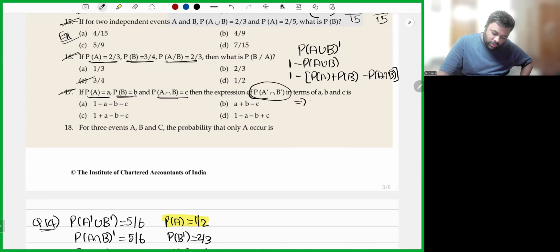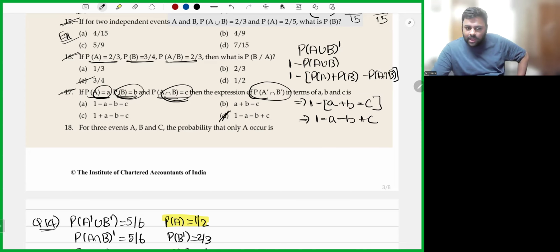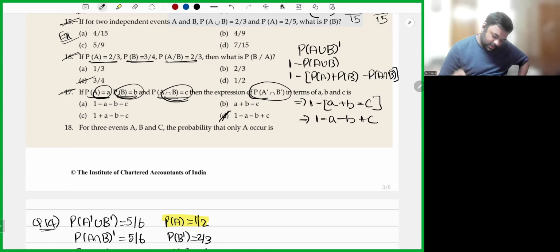So 1 minus, what is P of A? A. P of B, B. P of A intersection B, C. So 1 minus A minus B plus C. 1 minus A minus B plus C. So simple, sir? Yes. Next, 18th one.